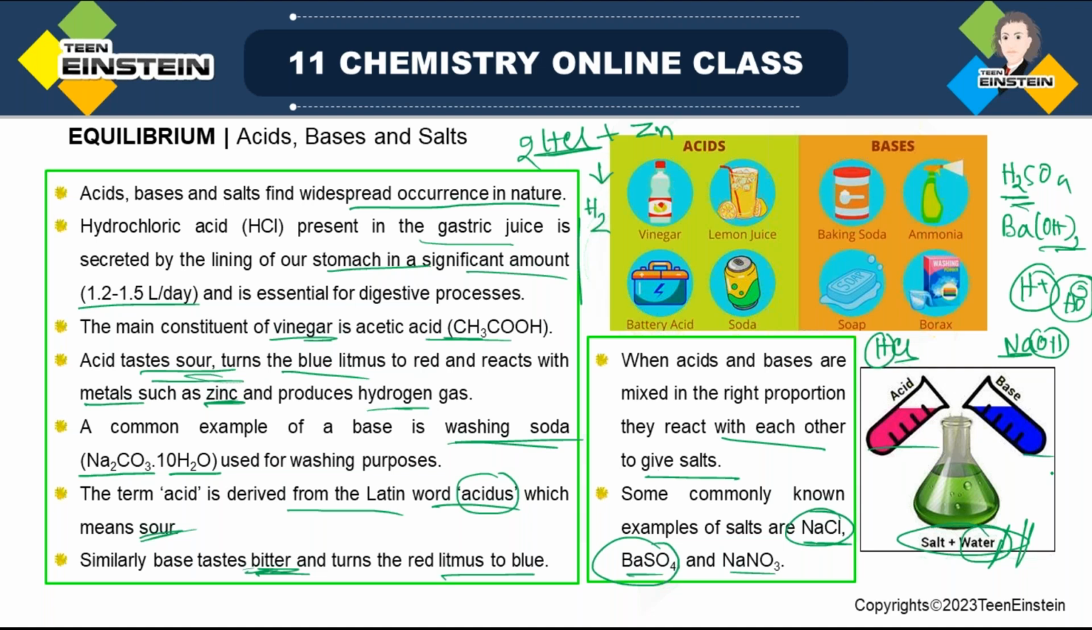But there are some examples of bases where you will not find any HO minus ion after dissociation. There are some examples of acids where you will not find H plus ion after dissociation. So in those cases, obviously water will not be produced. But in general, we see this type of representation, that is acid plus base producing salt and water. Salt is the main product, water is the byproduct.